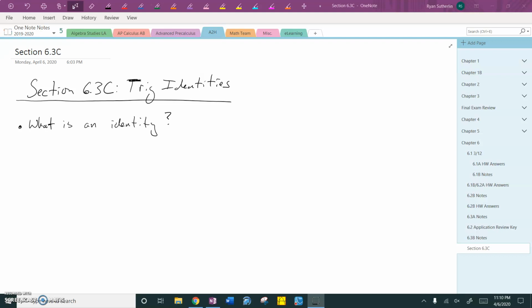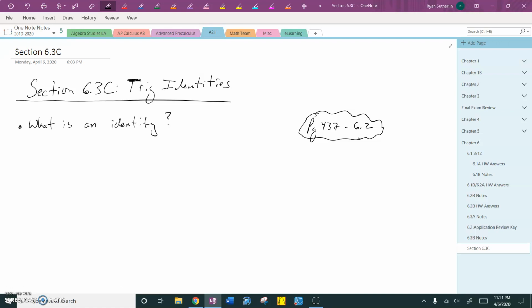But first, what I thought I would do is talk about what is an identity. Now, I'm doing this in section 6.3, but it actually is from our book in section 6.2. If you're interested in reading to see how these work, on page 437 in section 6.2, that's where the text describes trig identities. I like doing it after the unit circle because we're going to use that to help derive one of the identities in a little bit.